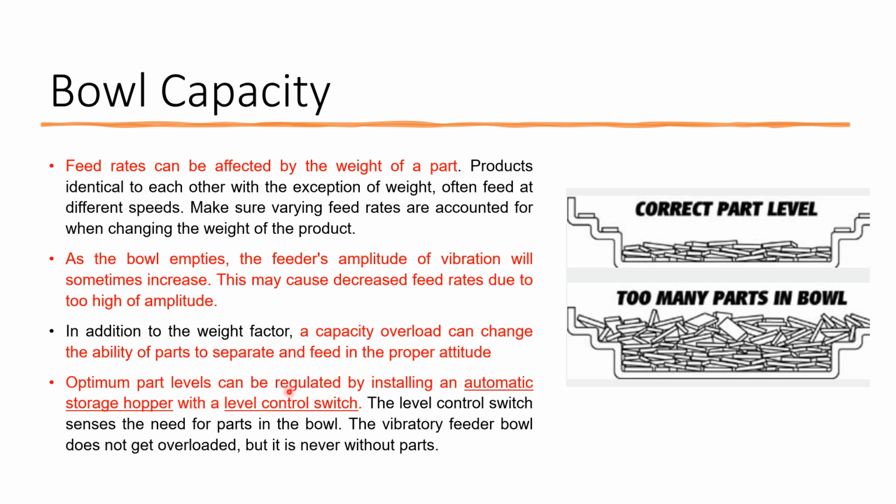We can regulate these levels by having an automatic storage hopper with a level control switch. So we will not be feeding the material continuously from the hopper, but there will be a switch that will indicate that the level is low. Then the hopper will start and again start feeding the bowl. That is how we can control the bowl capacity.